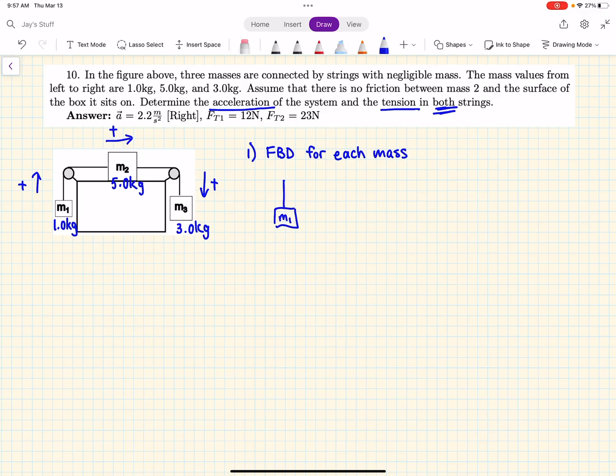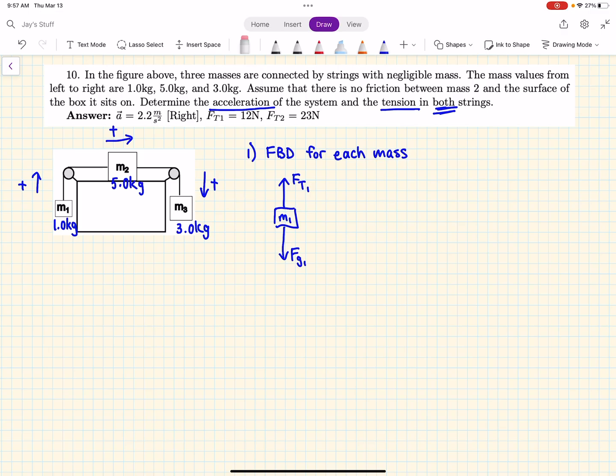the forces involved there, force of tension. We're going to call that force of tension 1 because there's two different strings, and the tensions are not necessarily the same, so we need to label them separately. The other force we have is gravity, so we'll call that force of gravity 1.